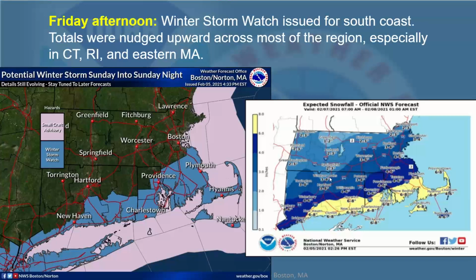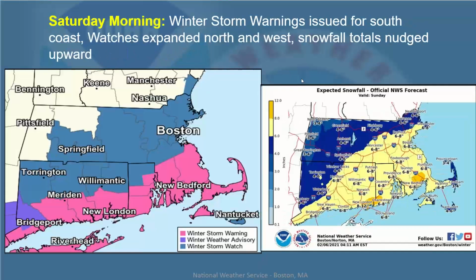And as you can see, at that point, some of the totals were nudged upward a little bit to about 6 to 8 inches for a max along the south coast. And this is based on the track that was probably just a little bit outside of that 40-70 benchmark. So showing more of a glancing blow, more of a favorable track for the south coastal areas at that point. This, again, is Friday afternoon.